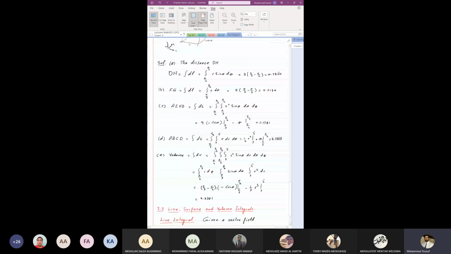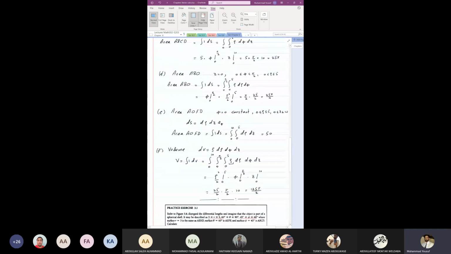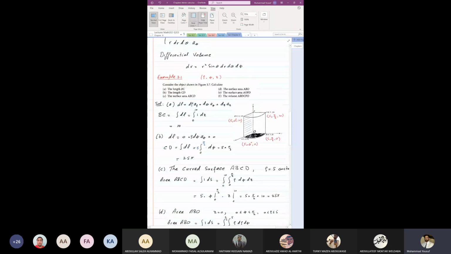You can see here, for example, here let me show you this dl. So dl is equal to what? d rho a rho, rho d phi a phi, dz az. So a rho is what? A unit vector. a phi is a unit vector. az is a unit vector. So dl is actually a vector quantity.